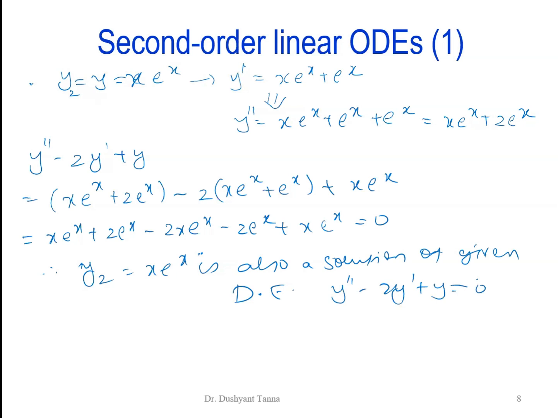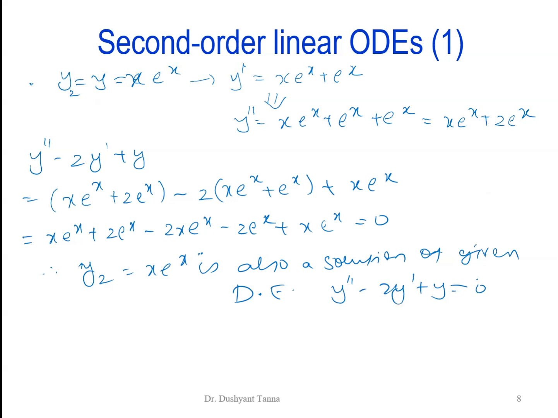Okay, so we differentiated once, differentiated twice, plug into the original differential equation, and we try to obtain the value, which turned out to be 0, and therefore y2 = x e^x is also a solution of the given differential equation. So we got two solutions of the given differential equation. There could be more than that.